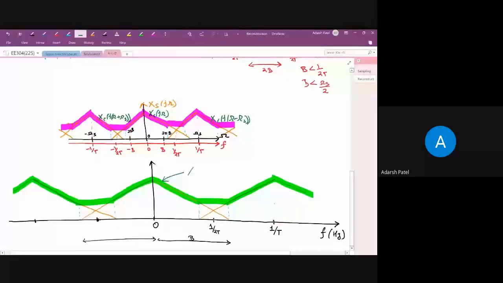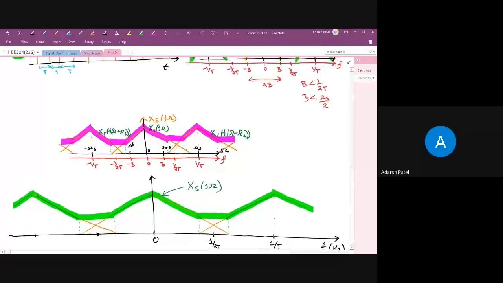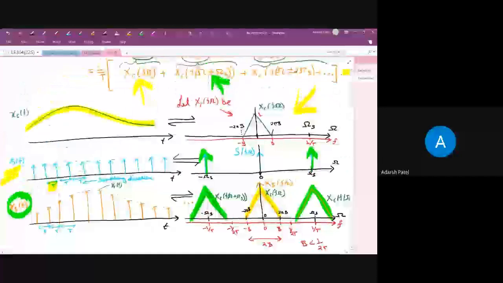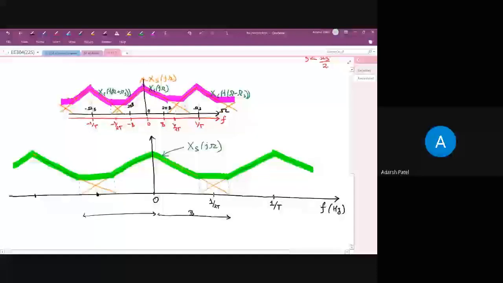This will be X_s(j omega), but if I compare it with the original message signal, that is X_c(j omega), and X_s(j omega), are they similar?